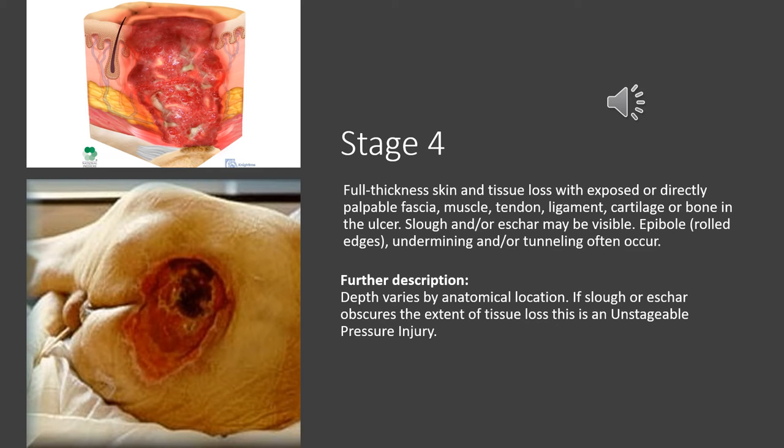With stage 4 pressure injuries, again, this is a full thickness tissue loss, but now we're extending into structures. So we're able to either directly visualize or palpate fascia, muscle, tendon, ligament, cartilage, or bone in the ulcer. We can additionally have slough and eschar, as we could in stage 3. Oftentimes we'll have epiboli or rolled edges. We'll oftentimes have undermining and tunneling occurring as well.